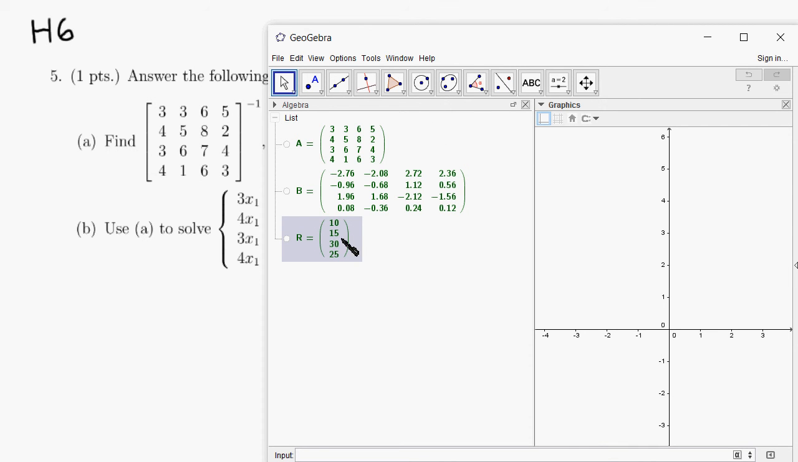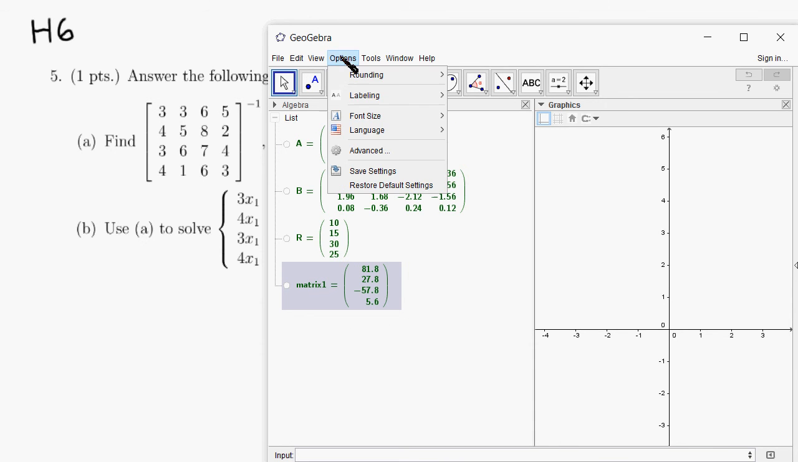So the right hand side matrix is given here. All you have to do to solve this system of linear equations is take the inverse of matrix A, which is B, and then multiply by R. Then that gives you a matrix here. So x1 is going to be 81.8, x2 is 27.8, x3 is negative 57.8, and x4 is 5.6.